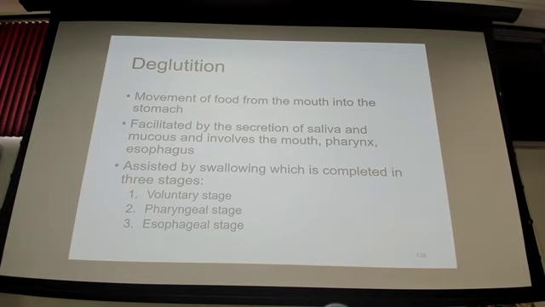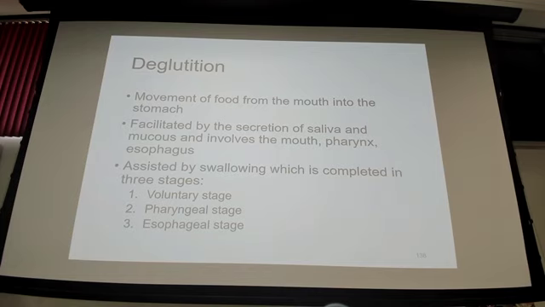Right? So, voluntary stage. What is facilitated by that? I know we're going to talk about it, but let's just go through it. What do you think facilitates the voluntary stage of swallowing? Your tongue. Your tongue, yes, helps move it up and back. And the skeletal muscle, right?